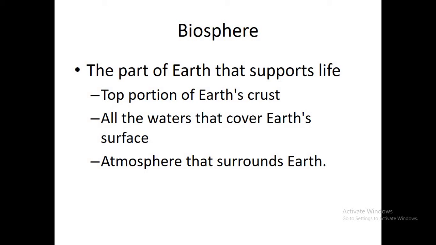And then next we come to the biosphere. The biosphere is the part where life sustains or exists. The part where life exists includes the top portion of our earth's crust, which is called the lithosphere. Then all the water that covers the earth's surface is called the hydrosphere. And the next one is the atmosphere, which surrounds the earth. In this atmosphere there are different layers, that is, four layers: troposphere, stratosphere, mesosphere and exosphere.